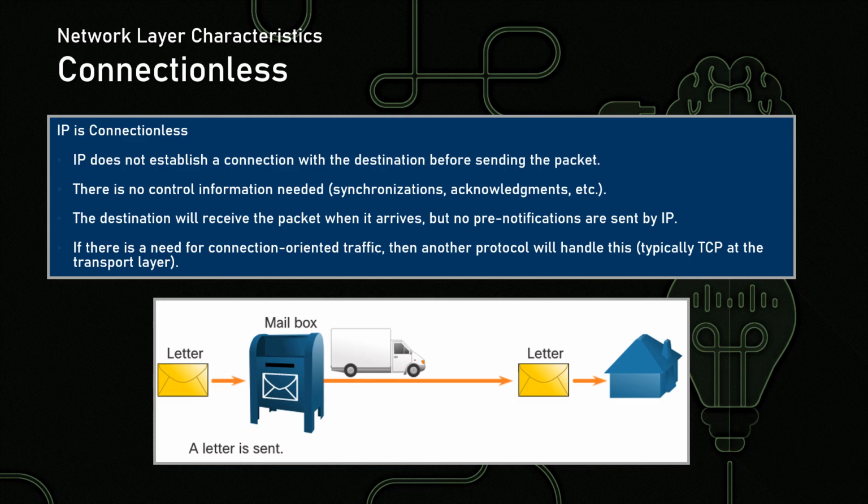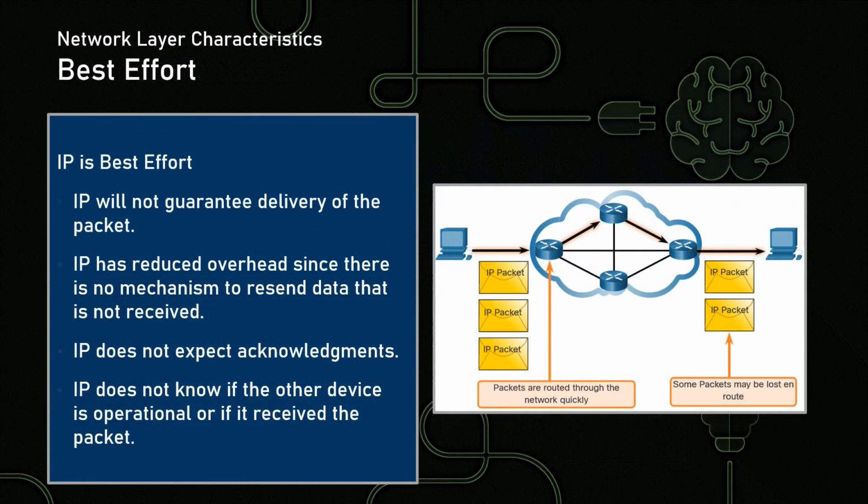In the graphic here, we see a letter being put in a mailbox and arriving at the destination. What happens in between is immaterial. As long as it goes from one place to the next, we have considered it to be a successful delivery. As IP is best effort, we have to be aware that IP does not guarantee delivery. It has reduced overhead because there's no mechanism to resend data once it is not received. If we want to, again, rely on these fallbacks for correcting a potentially erroneous transmission, we have to rely on something at Layer 4.